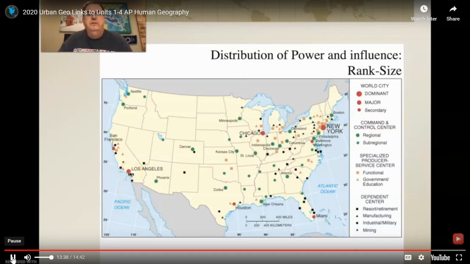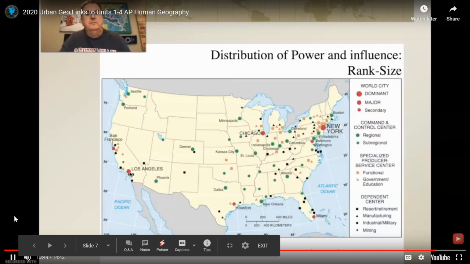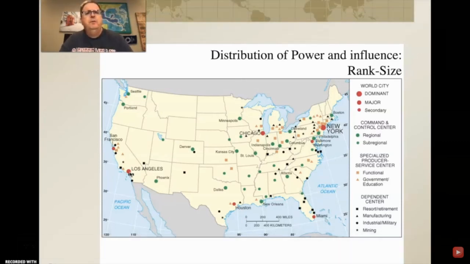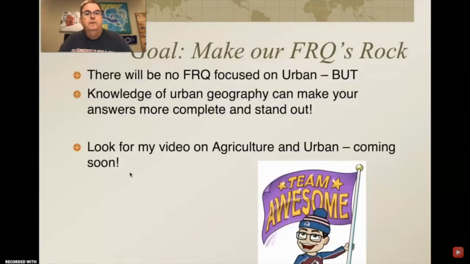Now, because of our federal system, we have a more even distribution of power and city size to our system. So understanding rank size rule will develop a deeper understanding of the federal system and the shared powers and how it looks spatially on our maps. So spend some time looking at rank size rule and making sure you look at it.